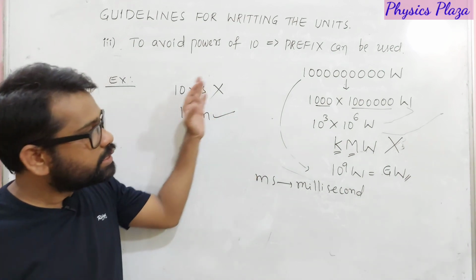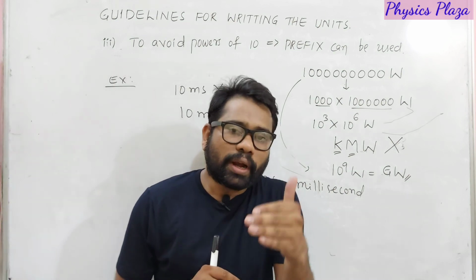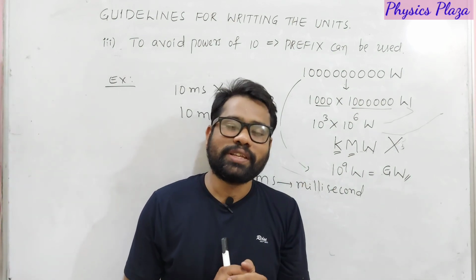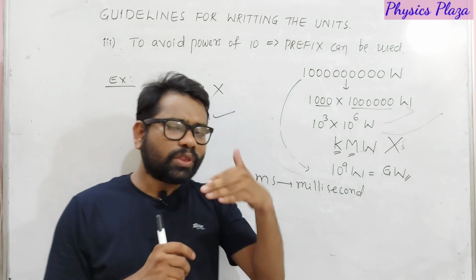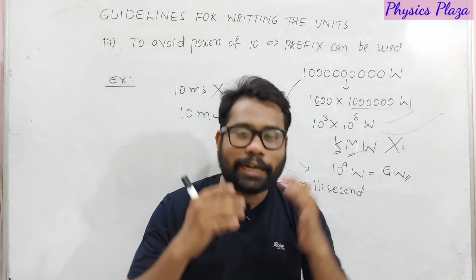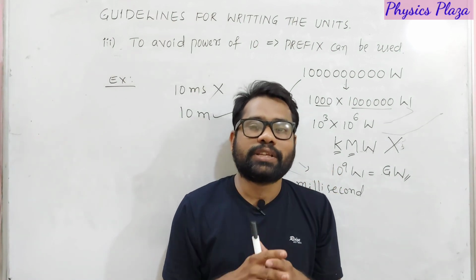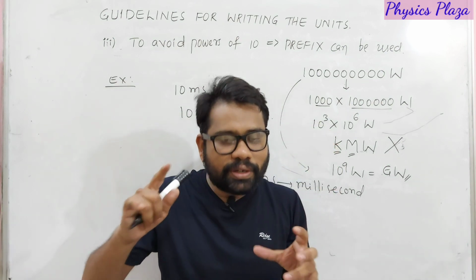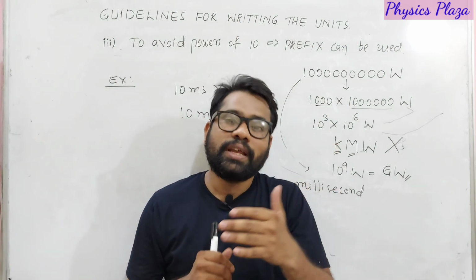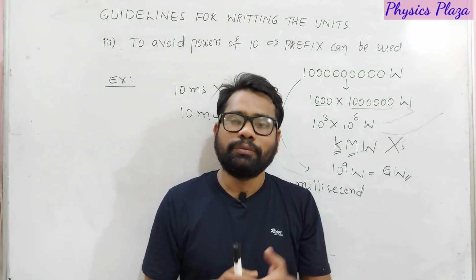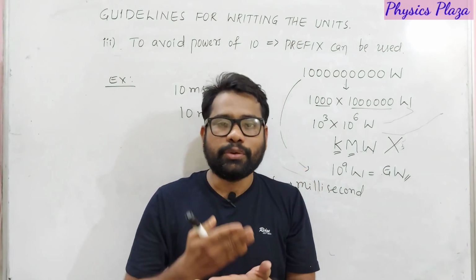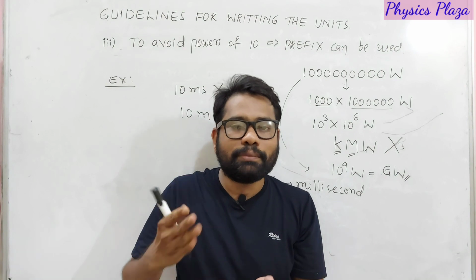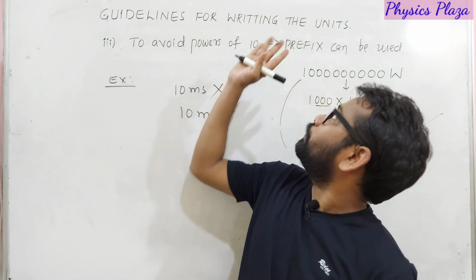Okay children, so these are the rules to write the units. In this session, let us recall what we have discussed. We discussed the types of units, fundamental units and derived units, the systems of units, and after that units of length, units of mass and units of time, and finally the guidelines for writing the units.